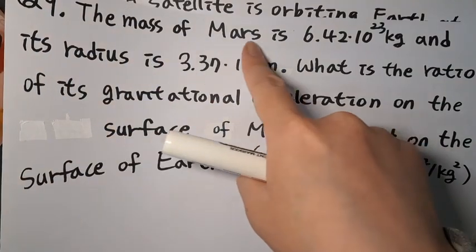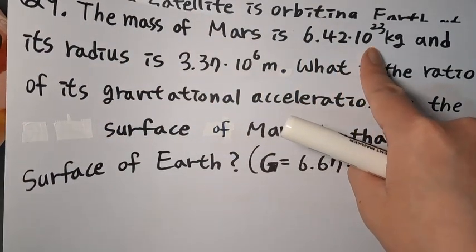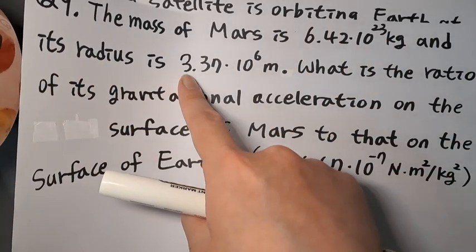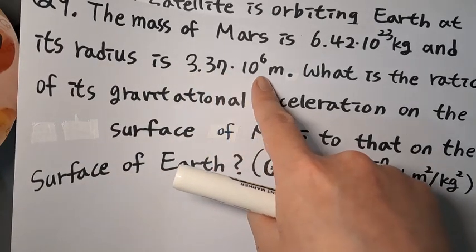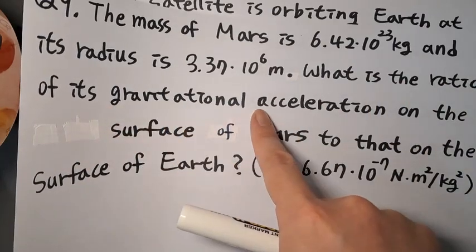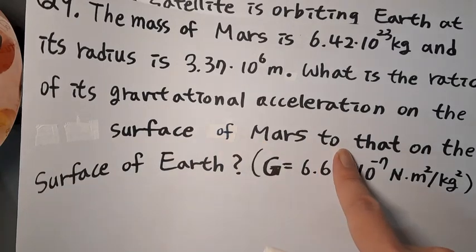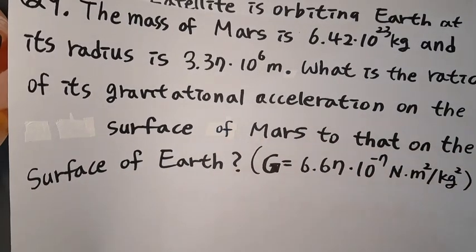The mass of Mars is 6.42 times 10 to the power 23 kilogram and its radius is 3.37 times 10 to the power 6 meter. What's the ratio of its gravitational acceleration on the surface of Mars to that on the surface of Earth?